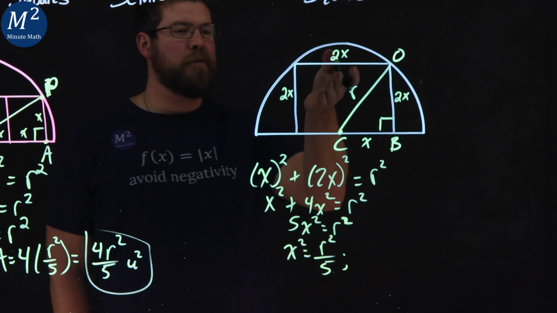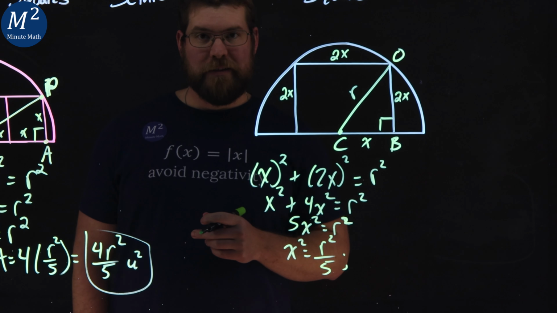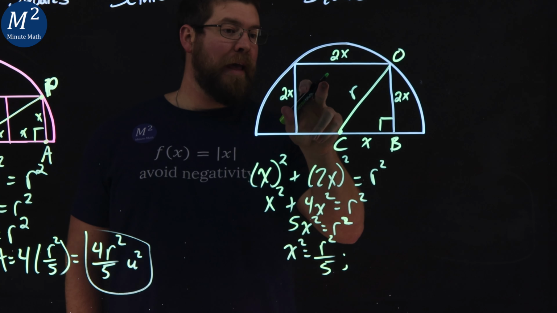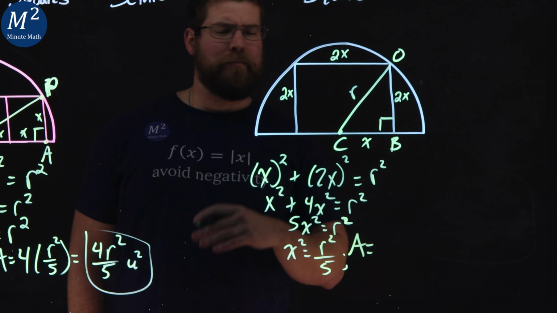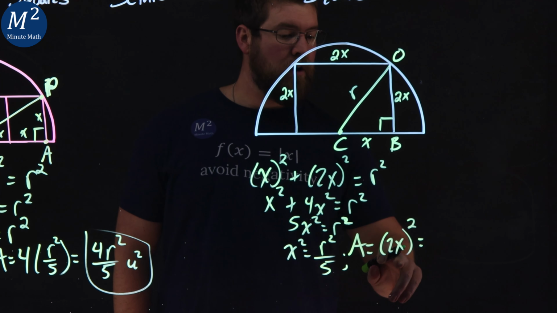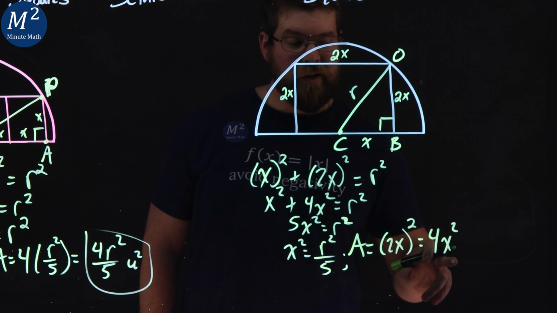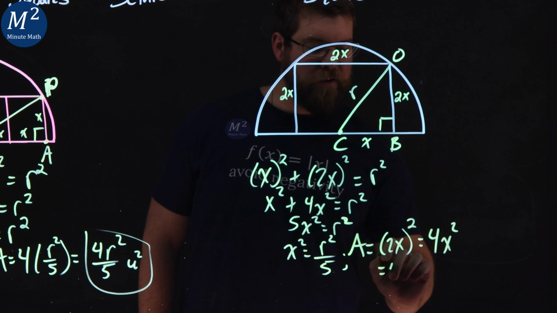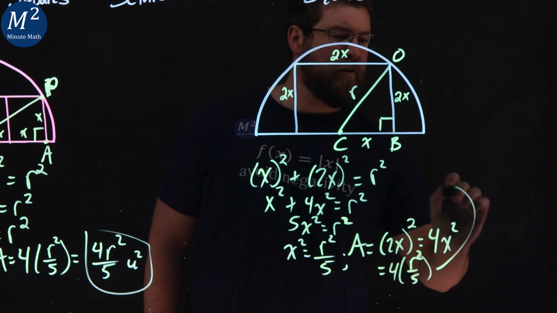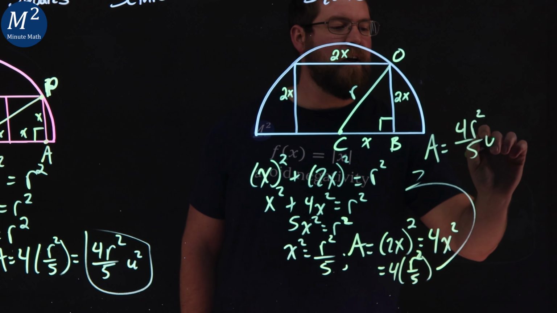Well, how does that apply to this square here? Our side length here is a 2X, right? The area of this big little square is going to be 2X all squared. Well, 2X all squared is 4X squared, and we've already said X squared is equal to R squared over 5. So our area here is 4 times R squared over 5, which should look familiar, and I'll put it up here because I just like to do that. And our area here is going to be 4R squared over 5 units squared.